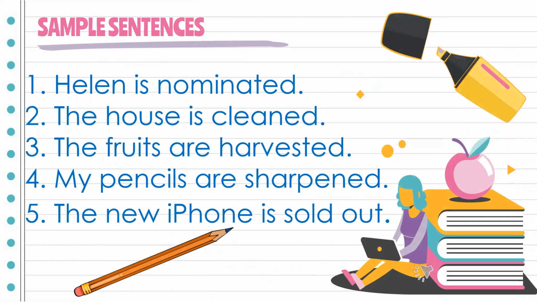The following sentences do not have objects. We do not include the object in the sentence when who does the action is not important. 1. Helen is nominated. 2. The house is cleaned. 3. The fruits are harvested. 4. My pencils are sharpened. 5. The new iPhone is sold out. These are all expressed in passive voice because the subjects are not doing the actions.